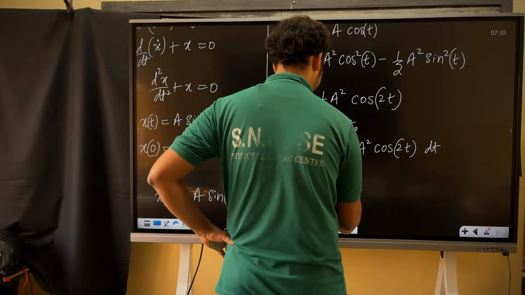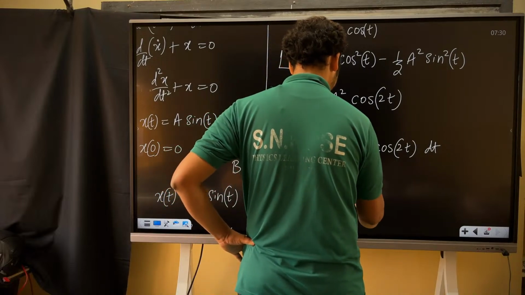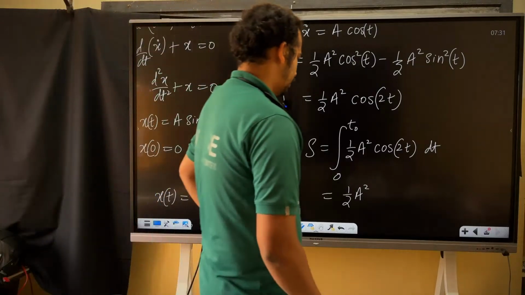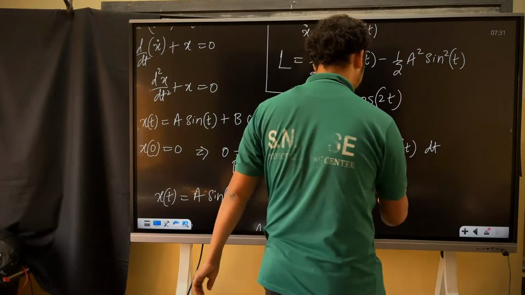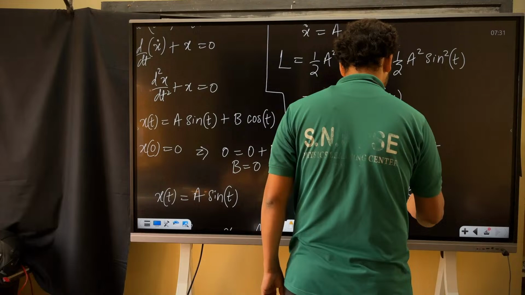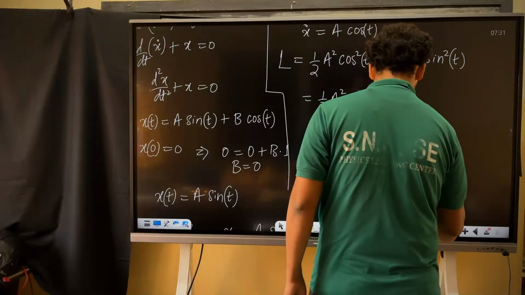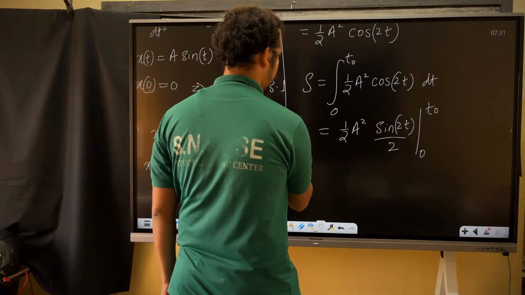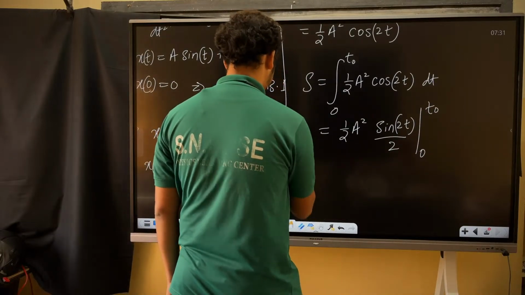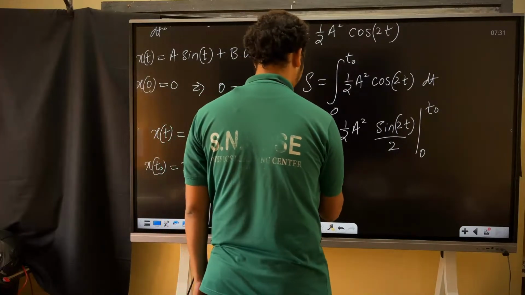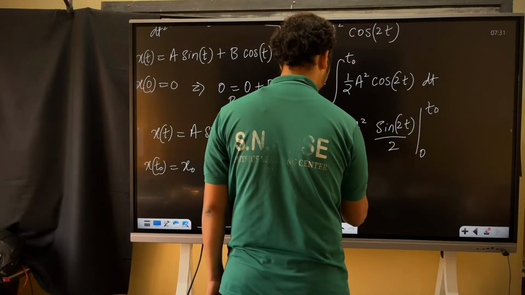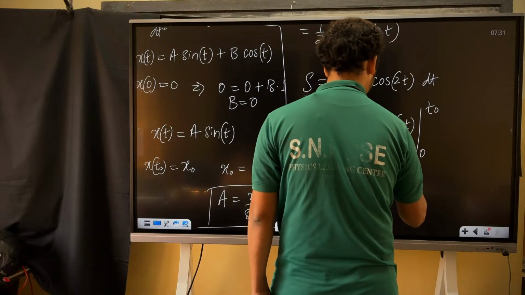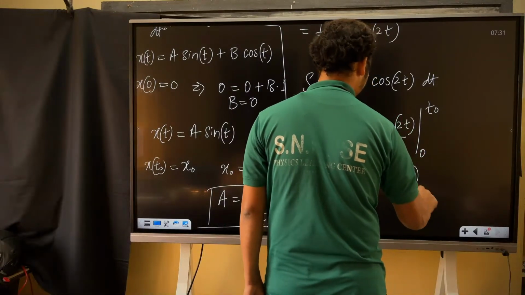Okay, what do you write? What is the integral of cos 2t? Sine 2t by 2, integral running from 0 to t naught. Lower limit it is 0. That's equal to 1/4 of a square sine 2t naught. Fine.